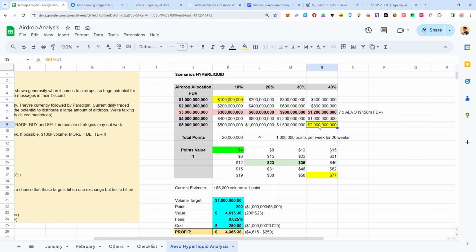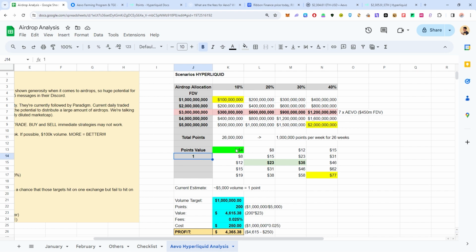So if we look at that, and we know that the total points they are distributing is 26 million at 1 million points per week for 26 weeks, we can determine the value of every single point. That's the most important thing we want to know, because we want to know how many points we can earn and how much those points are worth. I did all the calculation for you guys to see.